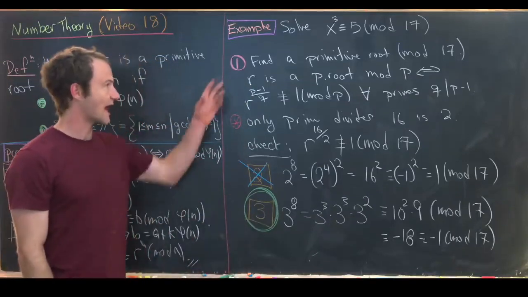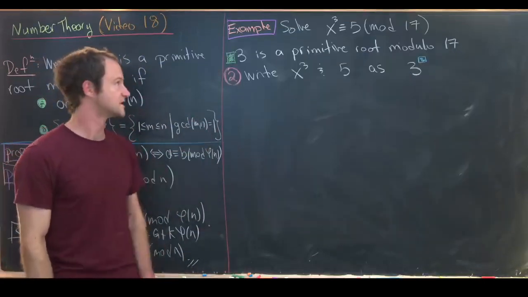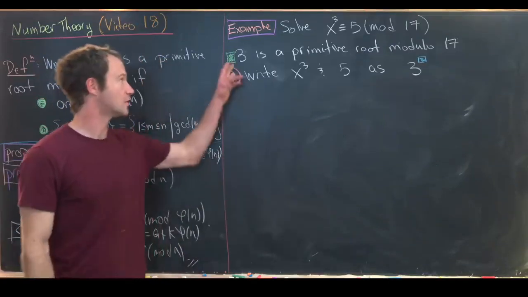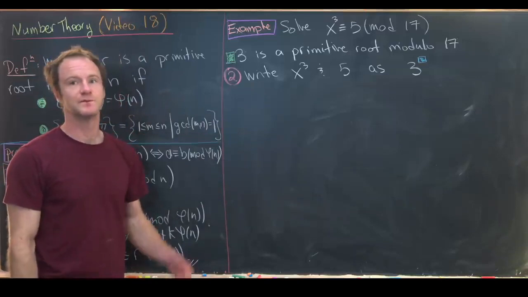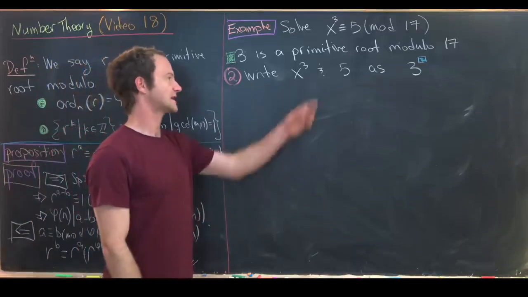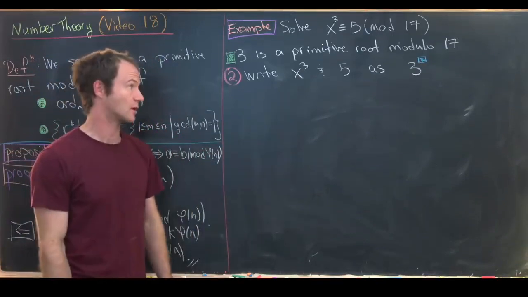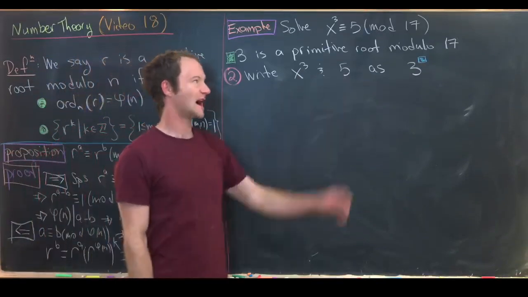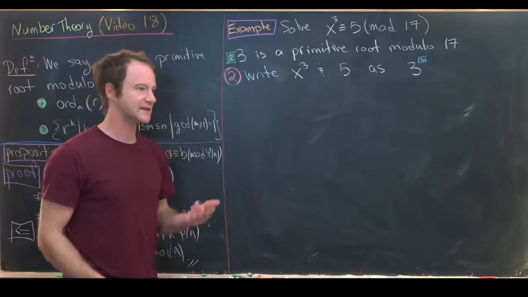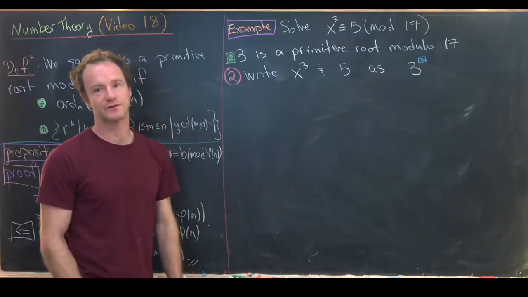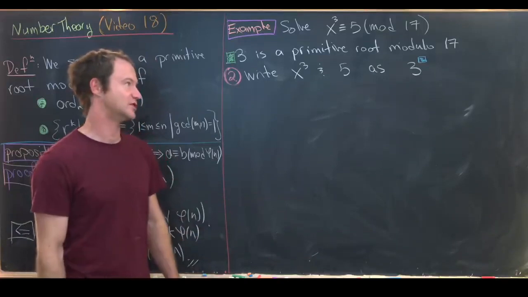Okay, so let's bring that up and then we'll finish this problem off. Towards solving this example, we have so far determined that 3 is a primitive root mod 17. Next up, we want to write x cubed and 5 as 3 to some power. Then how would you write 5 as 3 to some power? We'll get to x cubed next. Well, really, it's just by making a chart of powers of 3. I will admit that this step is a little bit grindy, but sometimes you have to do that.